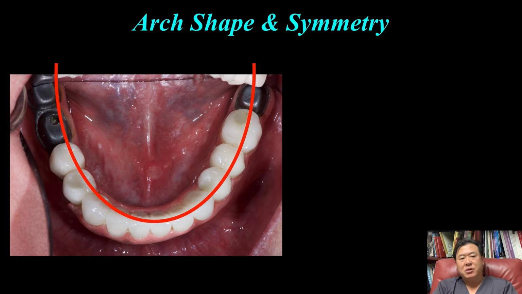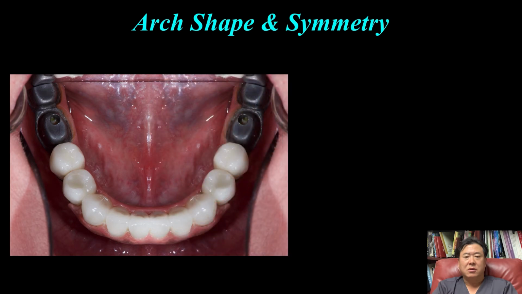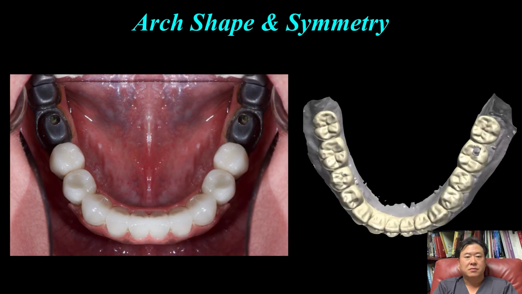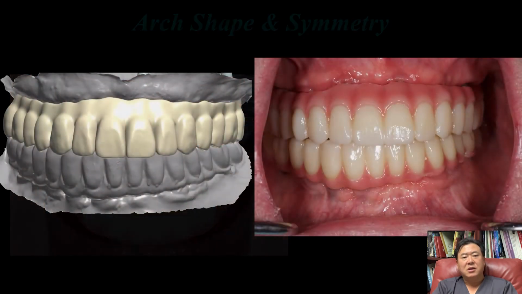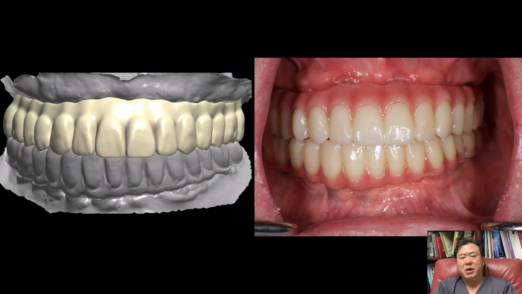Arch shape and symmetry is also extremely important when doing full mouth reconstruction. Sometimes it poses a great challenge if previously placed implant is not within normal position. Here in my case, the patient had a mandibular implant placed by another dentist in the past, and I tried to make symmetry as much as possible, but it was not very successful here.